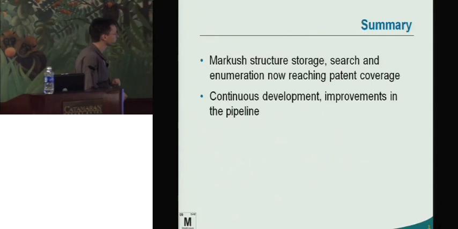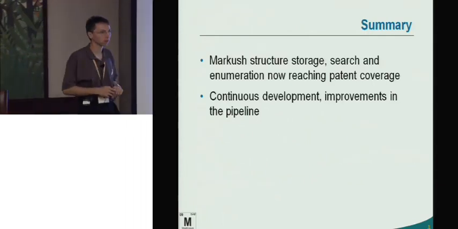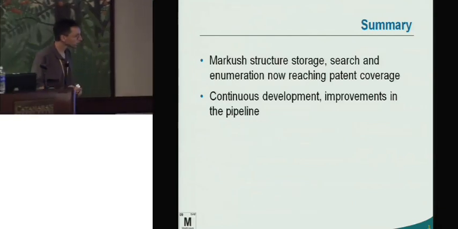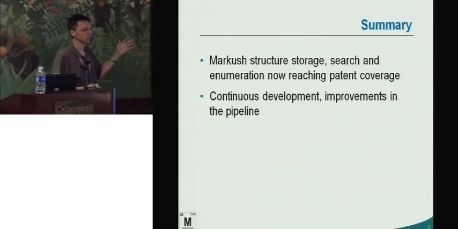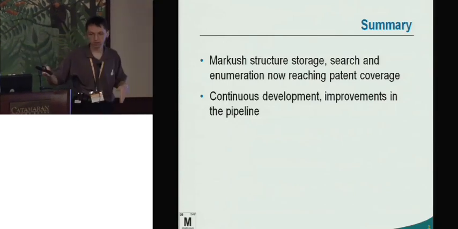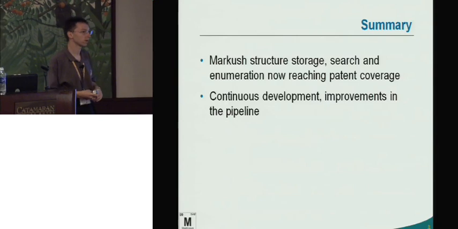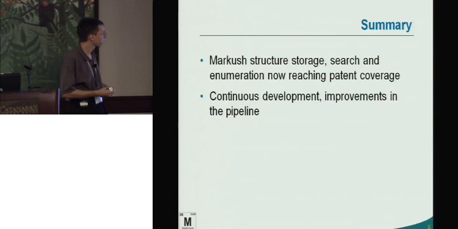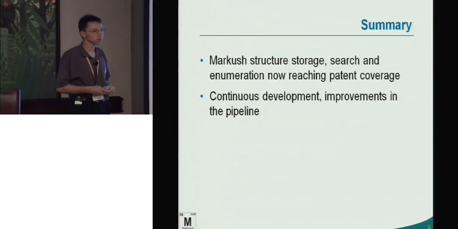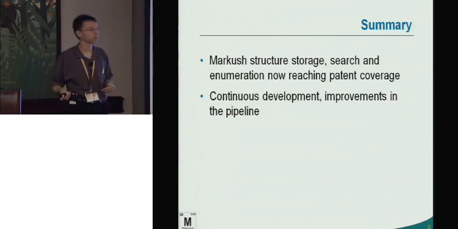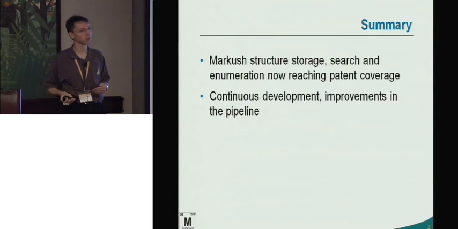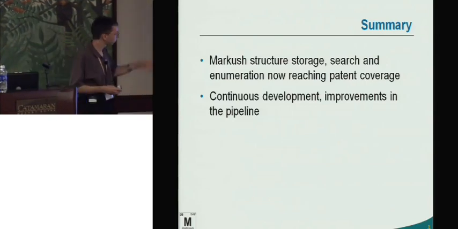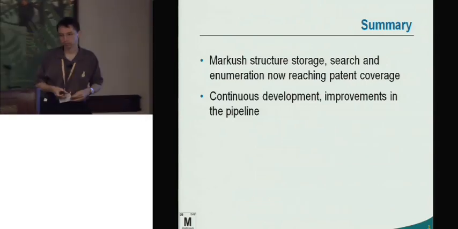As a summary, we have seen the Markush structure capabilities at ChemAxon, which is now actually reaching the patent space. So you have seen that we could really enumerate the patent Markush structures from the Derwent Patent Index. And it is a work in progress. We have lots to do still, but I think it is already useful.